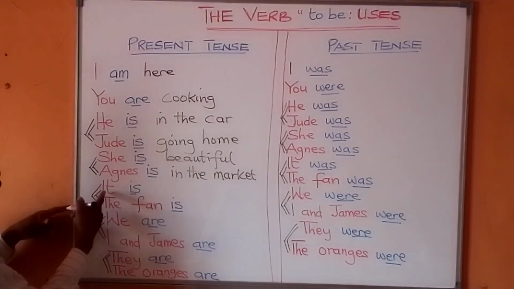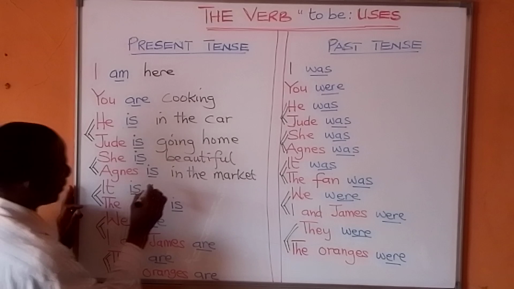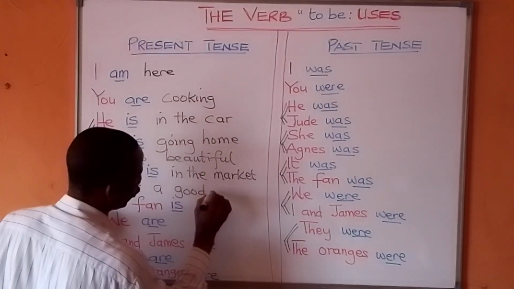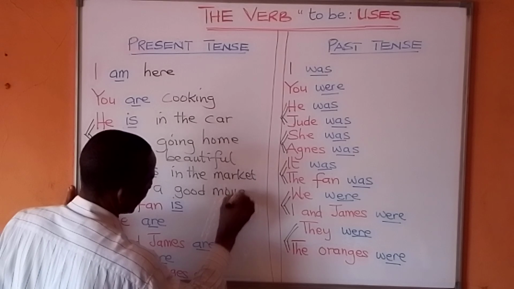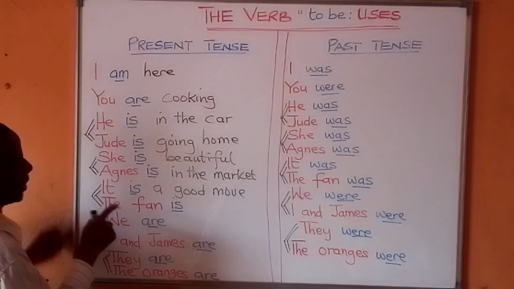So, let's go to it. It is anything that is not a human being. Okay, so it is a good move. It is nice. It is sweet. It is walking. Let's say now it, and we want to give it.